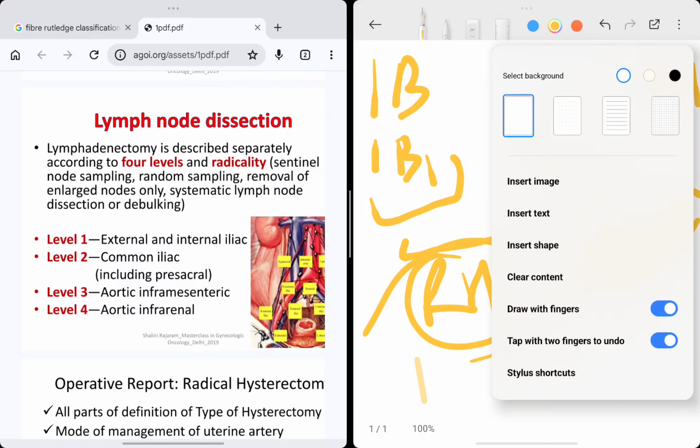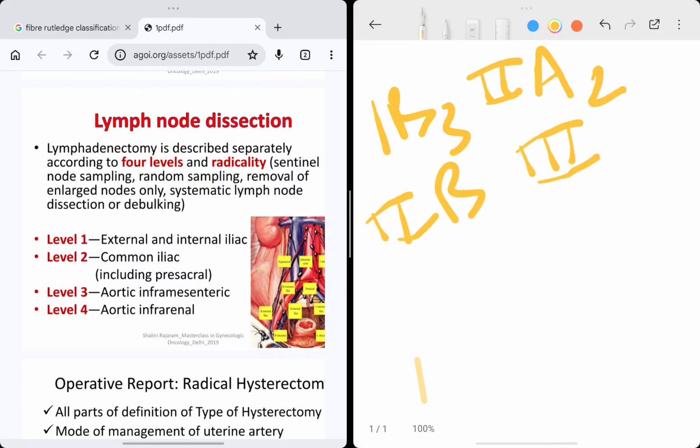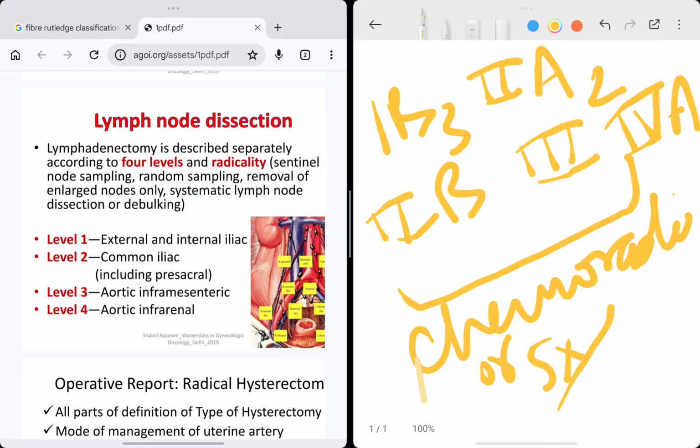Now for bulky tumors. What are the bulky tumors? If the size of the tumor is more than 4 cm. And what stages come under bulky tumor? That is 1B3, 2A2, 2B, 3, 4A. So here the option is chemoradiation. We know that we do not give multimodality treatment; we can offer either chemoradiation or surgery. So what surgery can we do here? Pelvic exenteration surgeries can be tried here.